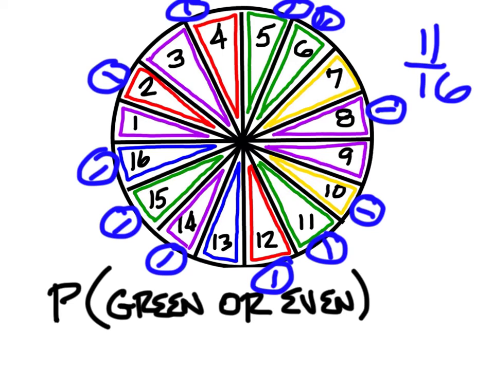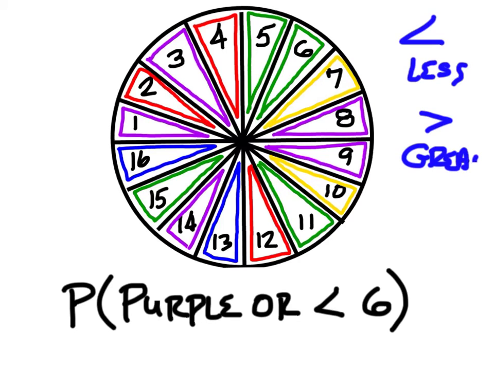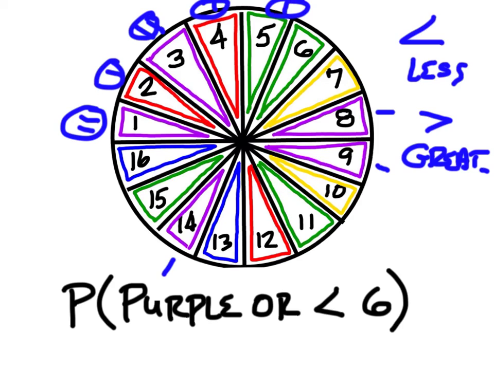Purple or less than 6. You have to know your less than or equal to signs. This is less than. This is greater than. So purple is there, there, there, there, and there. Less than 6. So we need 5, 4, 3 is overlapped, 2, and then 1 is overlapped. So we have 1, 2, 3, 4, 5, 6, 7, 8. 8 over 16, and there's that 1/2 again.